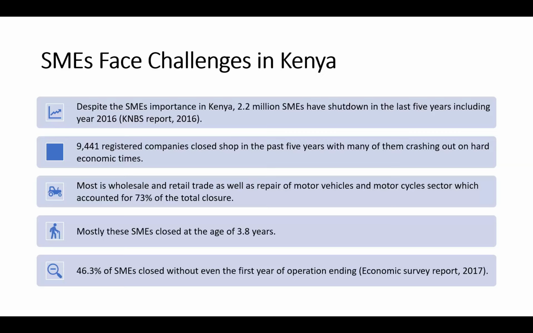And aside from funding, there are other factors which are affecting the growth of this sector. As you can see on bullet number 4, many SMEs closed at around 4 years. So they start, year 1, 2, 3, and by 4 years, many of them have closed down.